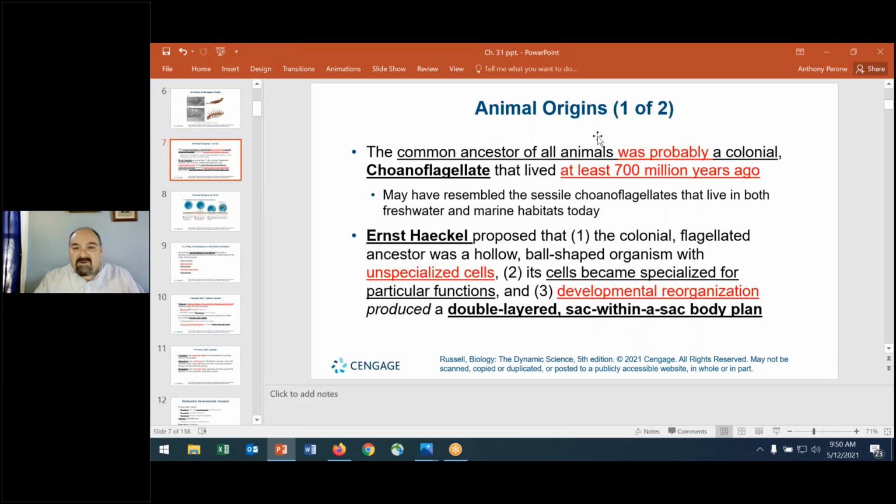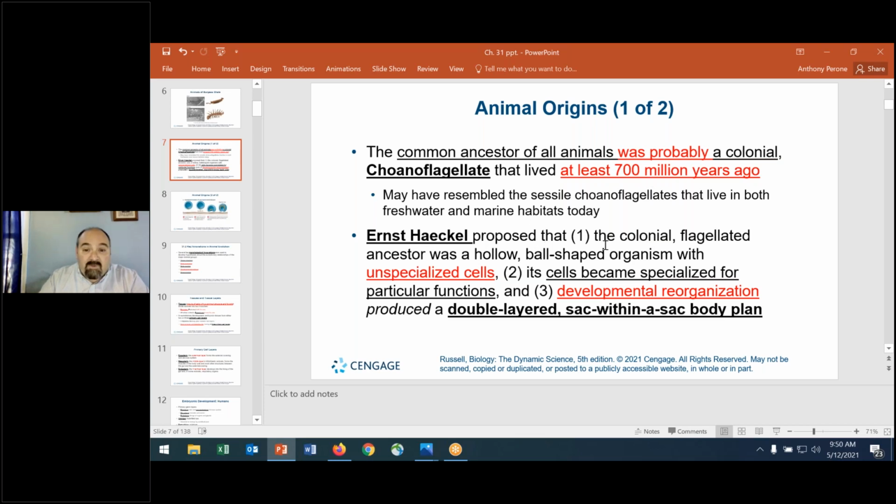So you'll see here animal origin, so common ancestry. The common ancestor of all animals was probably, and again these are just hypotheses as far as evolutionary theory is concerned, a choanoflagellate, which probably lived approximately, according to evolutionary theory, 700 million years ago.